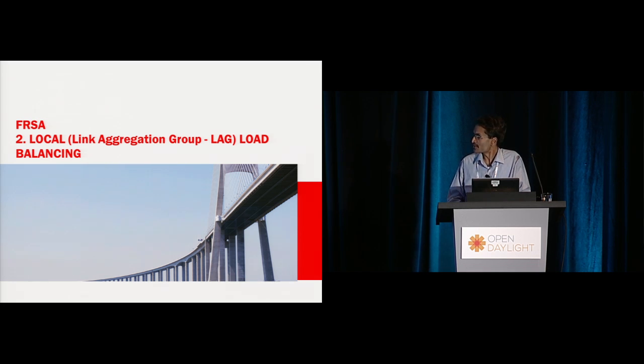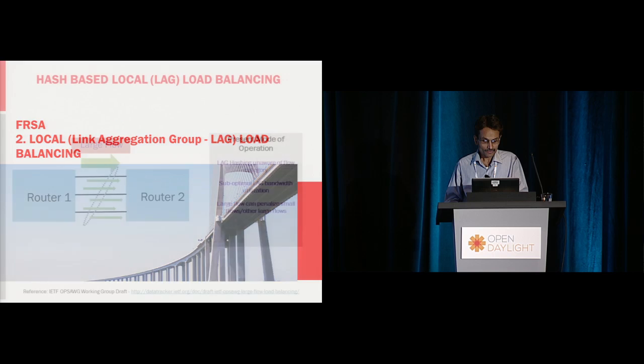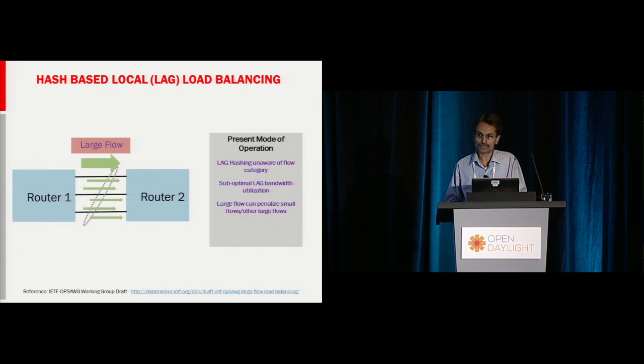So the next interesting use case is around local load balancing on LAG groups. If you look at the present mode of operation, what is happening today is LAG hashing in switches and routers is unaware of the flow category. It doesn't differentiate between the types of flows. It treats all flows as equal. This fundamentally leads to suboptimal LAG bandwidth utilization, where a large flow can penalize other large flows or small flows. This is the current problem today.